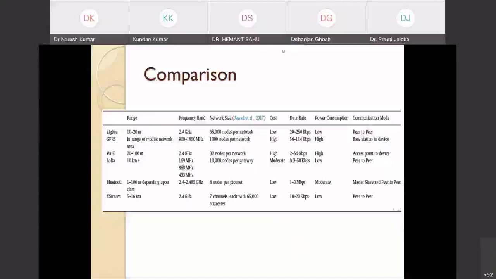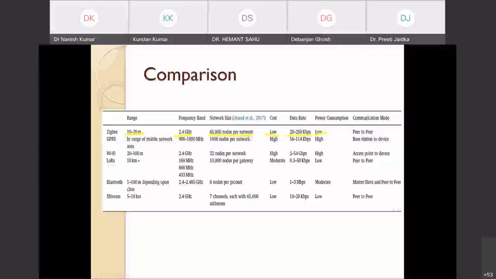The simulations were done in MATLAB. For Zigbee, the range is 10 to 20 meters, frequency band 2.4 gigahertz. Network size, that is more important, is 65,000 nodes per network. Cost is low. The data rate you can achieve is 22 to 50 kilobits per second. Power consumption is low. Communication is peer to peer.